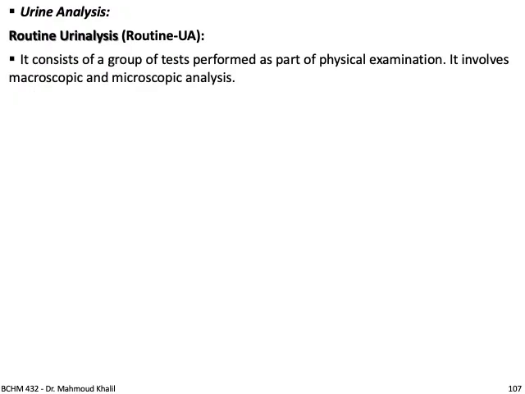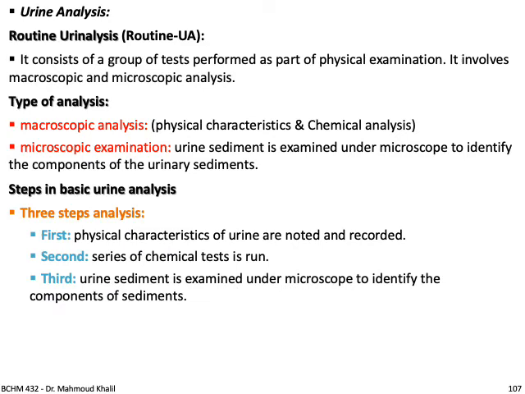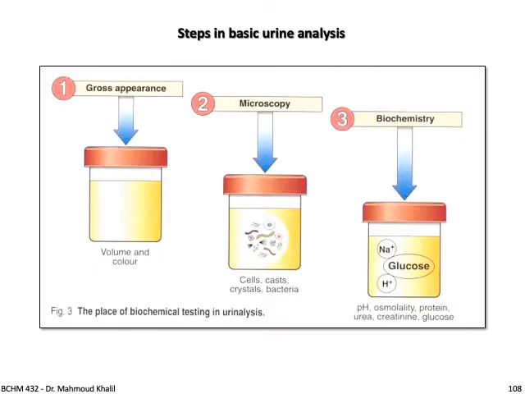Routine urine analysis, or routine UA, consists of a group of tests performed as part of a physical examination. It involves macroscopic and microscopic analysis. The types of analysis are, as we said, macroscopic, physical and chemical analysis, or microscopic under the microscope. There are 3 steps in basic urine analysis. The first is that the physical characteristics of urine are noted and recorded, followed by a series of chemical tests, followed by the urine sediment being examined under the microscope to identify the components of the sediment.